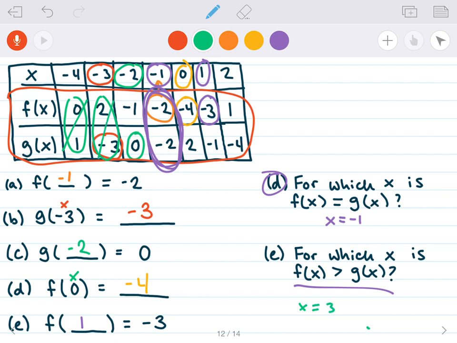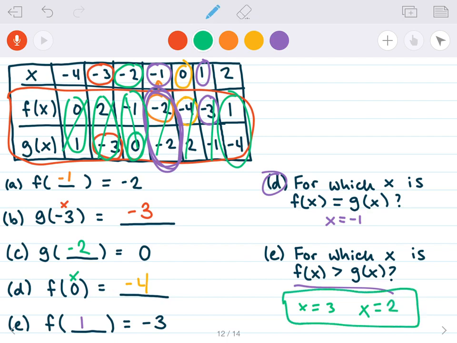What about the next column? Is -1 bigger than 0? No. We move on. Is -2 bigger than -2? No. It's not bigger. Is -4 bigger than 2? No. Is -3 bigger than -1? No. Is 1 bigger than -4? Yes. Okay, so that's also going to happen. That's going to happen at x equals 2 if you look at that corresponding input above it. Okay, so these are our two answers for this last part of the question.